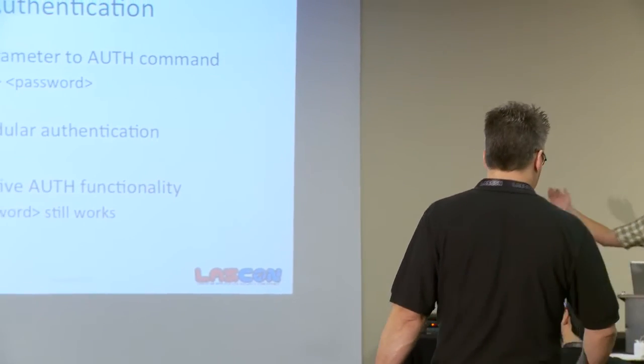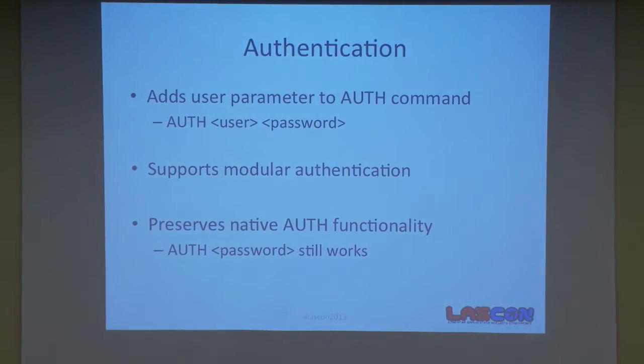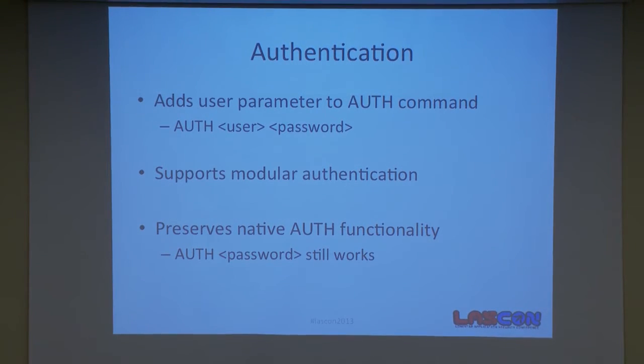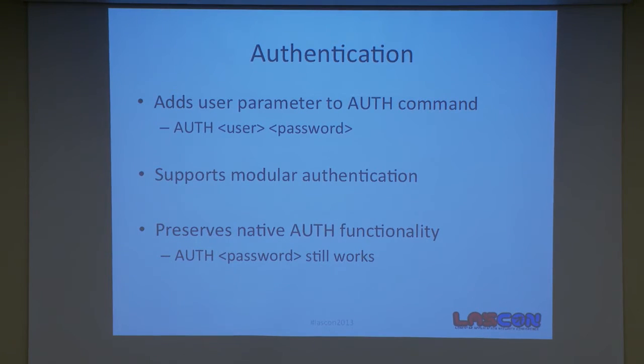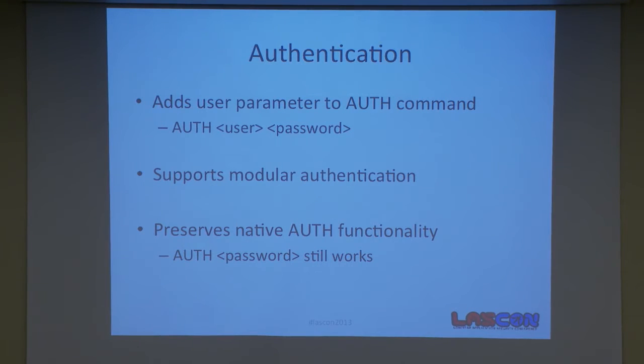So in terms of authentication, I've added a user parameter to the authentication command. So you can now specify a user and a password when you authenticate to a Redis server. We've added support for modular authentication. So if you have a backend data source like Active Directory, you can authenticate against that. In the version that's online right now, I'm using bcrypt as the authentication source, to actually store the passwords themselves. And then we also want to preserve our native auth functionality. So if for some reason you've got some sort of compatibility issue where you want to use a single password, we need to support that, and that's a part of the program right now.